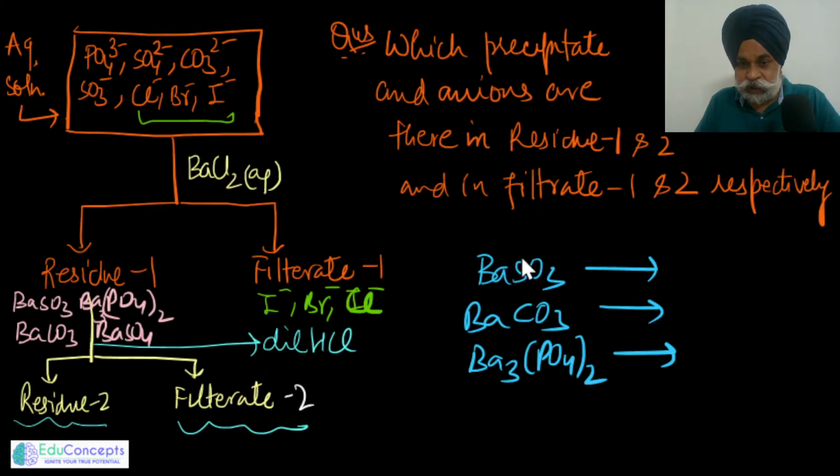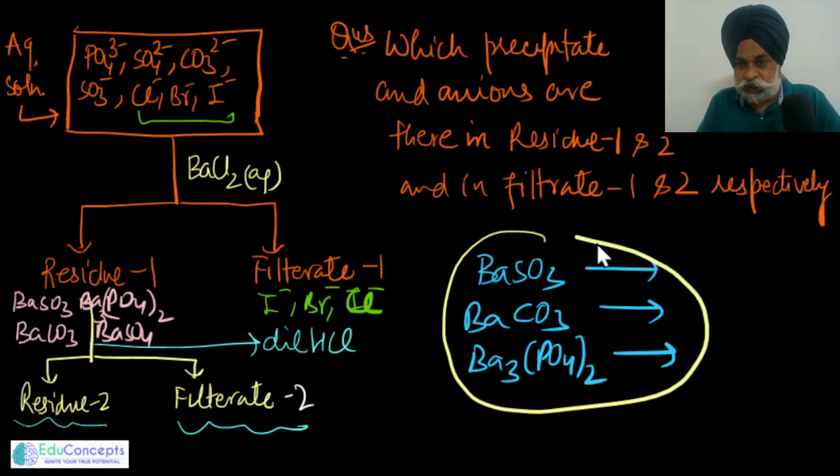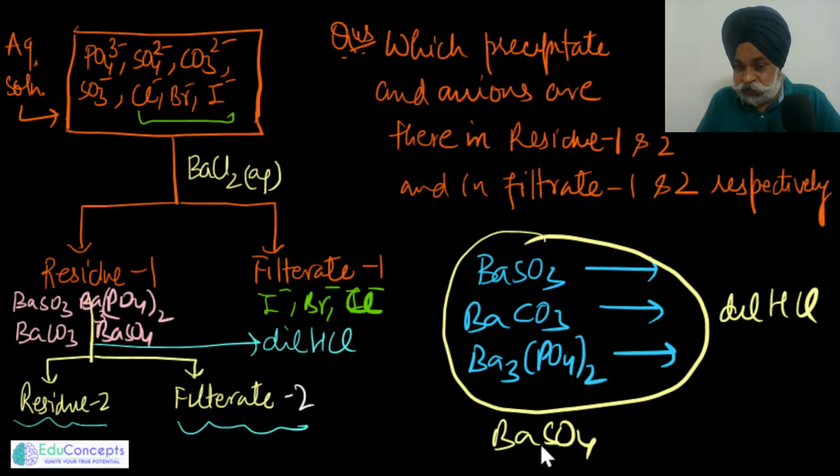So we said these get dissolved into dilute HCl. But when you talk of barium sulfate, make it a point, its solubility in water is very low. And if you add it into dilute sulfuric acid, although the solubility would increase, it is not that much to make the precipitate soluble.